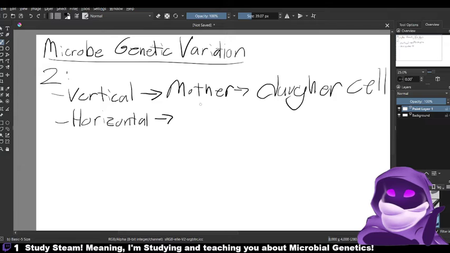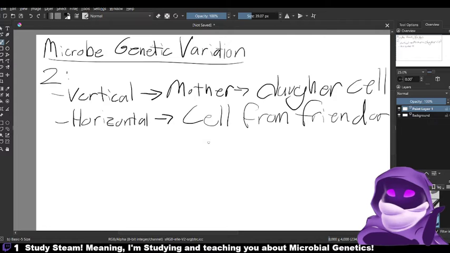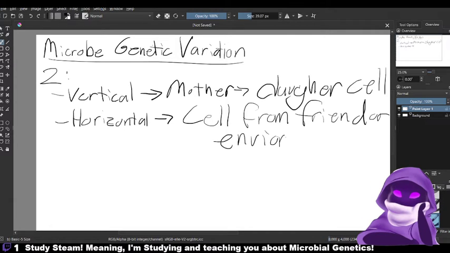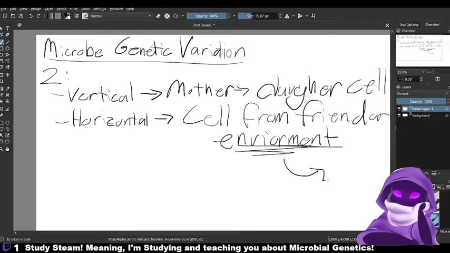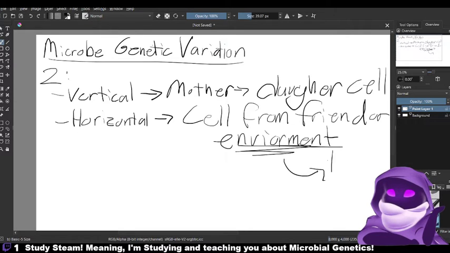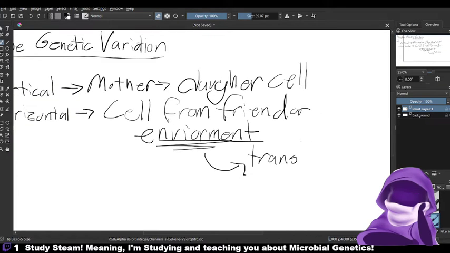Wonderful. So vertical is mother to daughter cell, and horizontal is cell from friend or environment. So how do you get things out of the environment if you are a cell? Well, if you are a cell picking up things from the environment, then you are doing transformation.